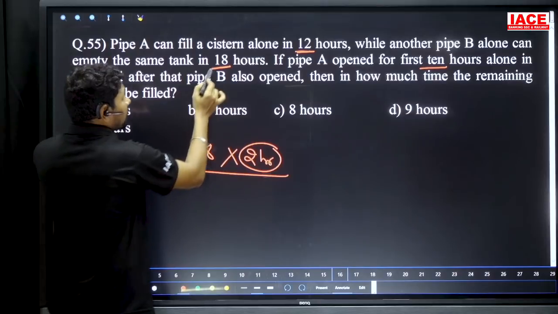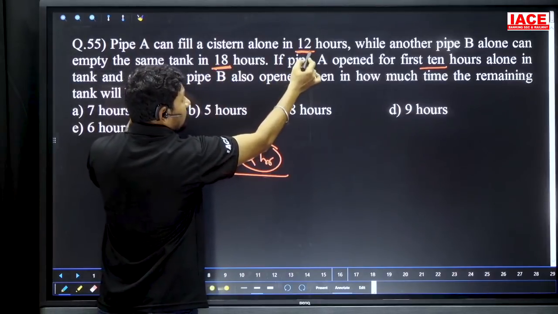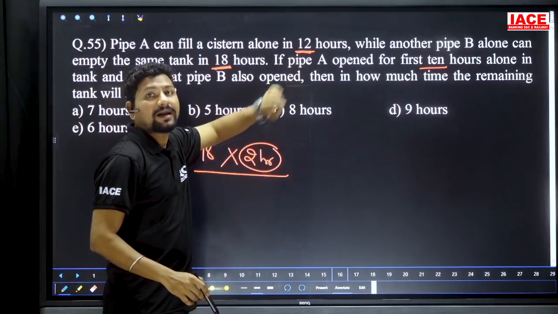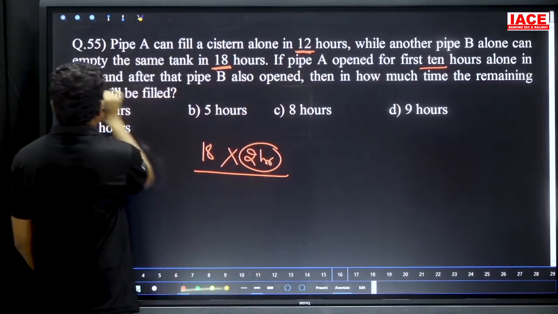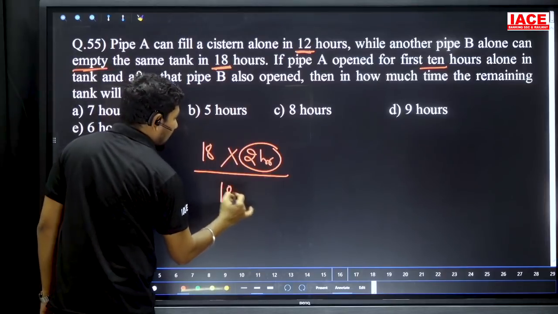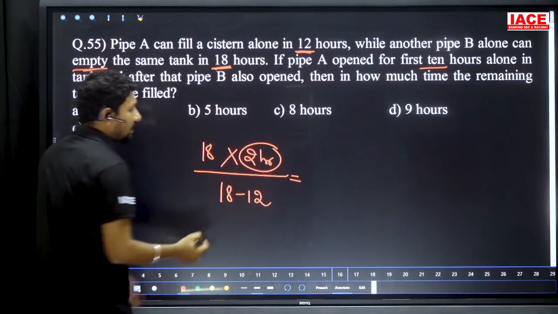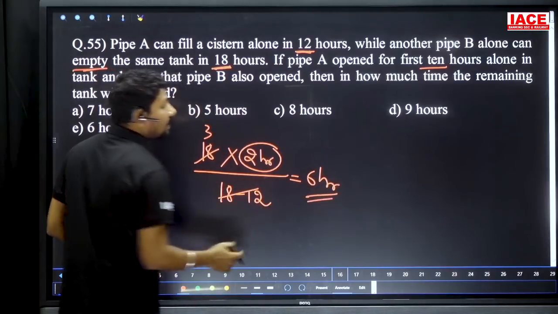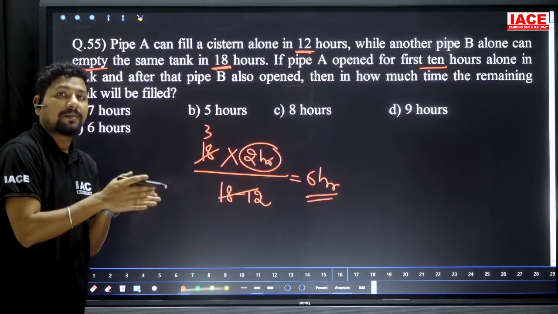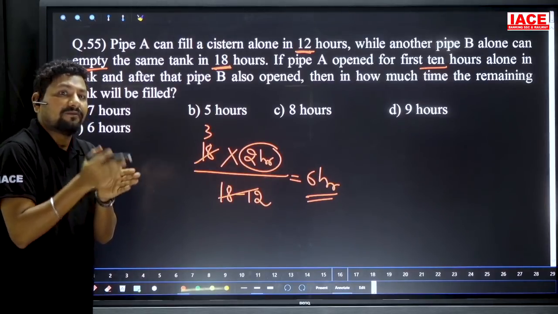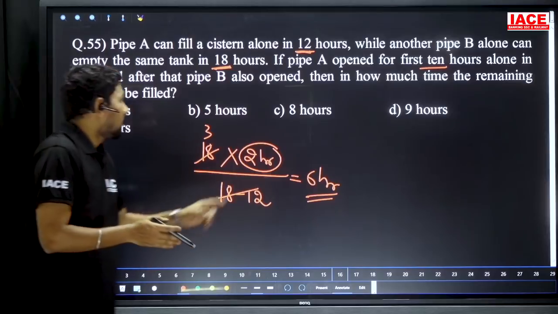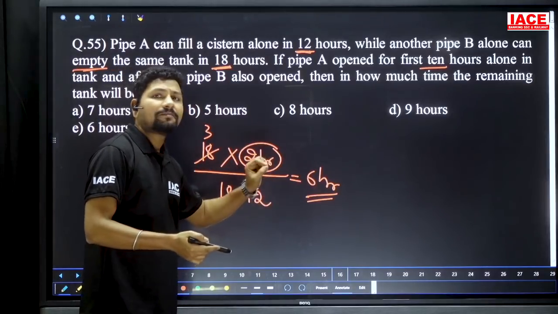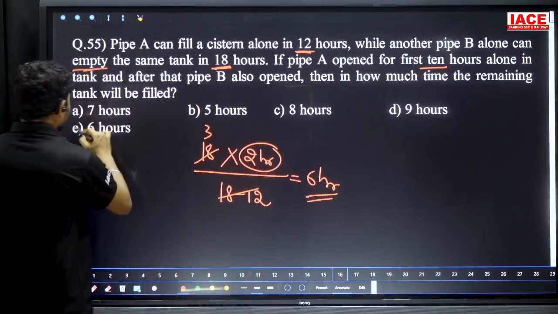Look, A's efficiency is 18 and B's efficiency is 12, but it is reversed, a negative value. B's efficiency becomes minus 12, because it is an emptying pipe. That's why we write 18 minus 12, which is equal to 6. 6 into 3 is 18, so 3 times. Remaining work is 2 hours of work. Without the emptying pipe it is completed in 2 hours, with the emptying pipe joined it is completed in 6 hours. Then the option is E.